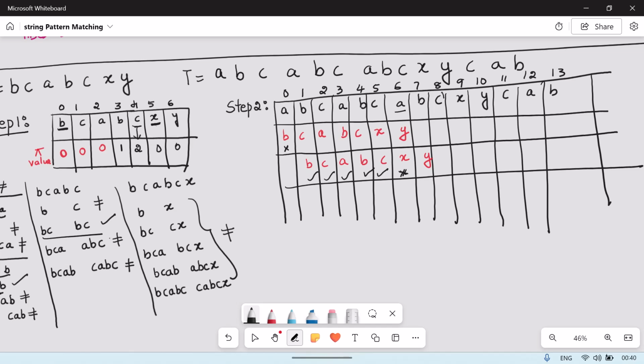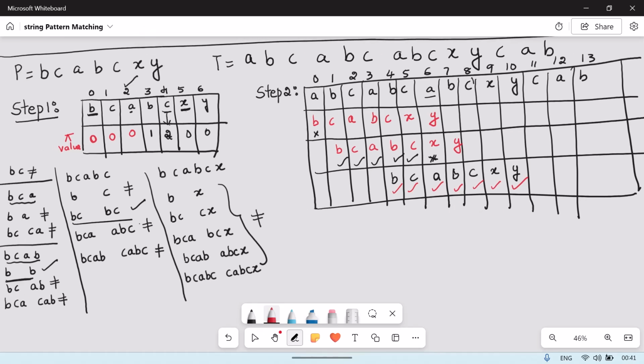So for C, its index value you have to find is 2. You will come here and under 2 you have A. Correct? So that you have to place under your mismatched position like this. Then the rest of the characters you have to fill like this. Now check for correctness. So B, C, A, B, C, X and Y all are matching. So we have found our pattern in the given text.